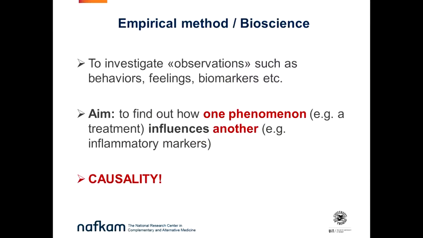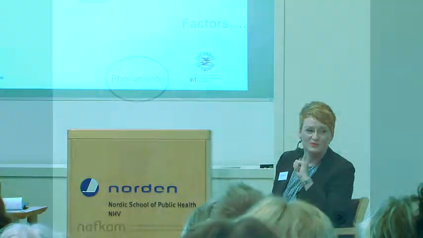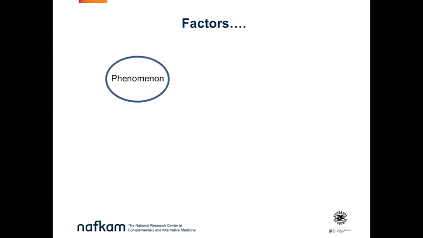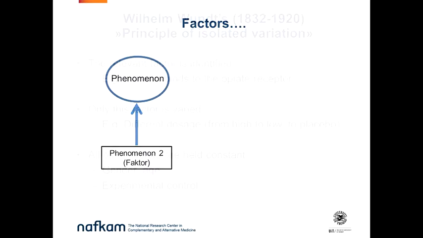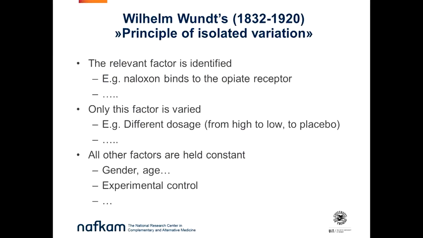So we often talk about factors influencing something. So we have a phenomenon, and then we postulate another phenomenon, or try to describe it, which influences that one phenomenon. That is, very simply speaking, the basis of empirical science. And it all comes back, or many of the things that we talk about now, the procedures that we use, comes back to Wilhelm Wundt's principle of isolated variation.